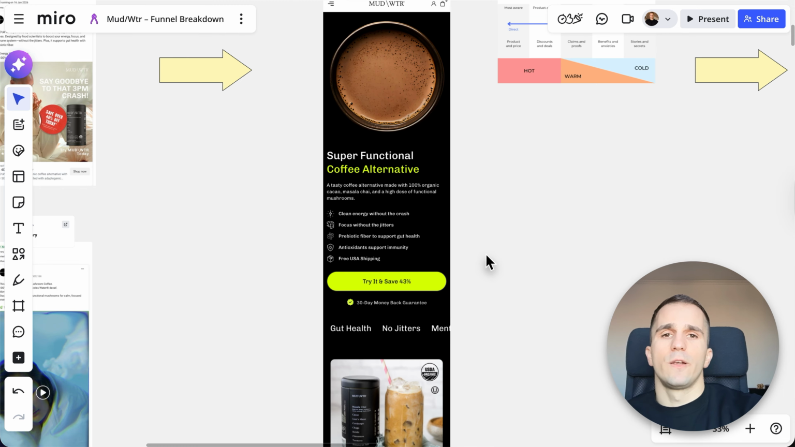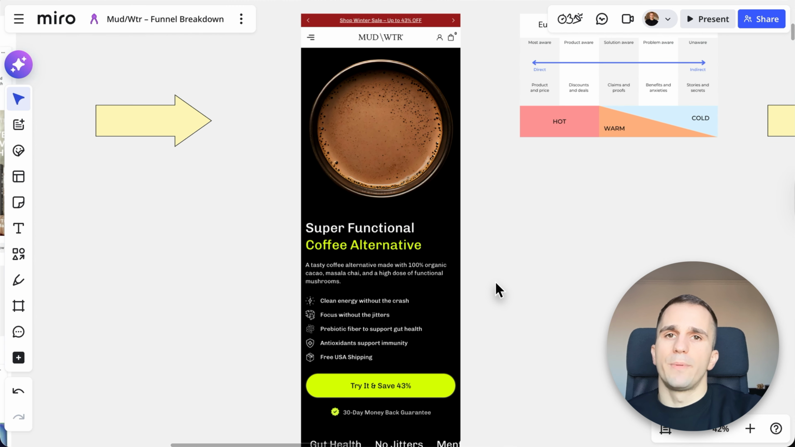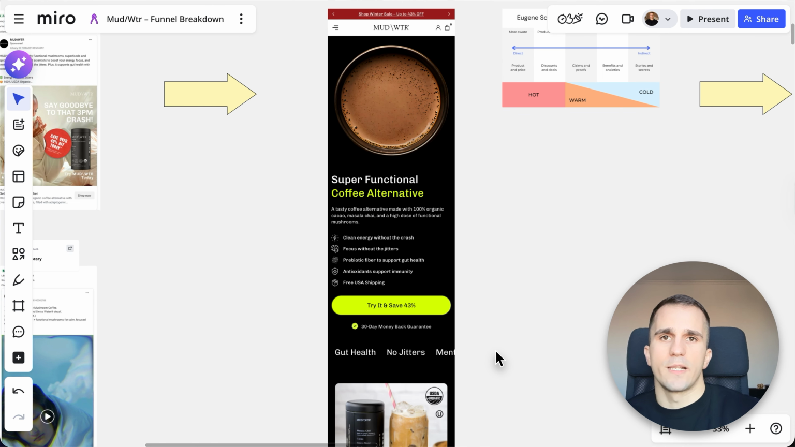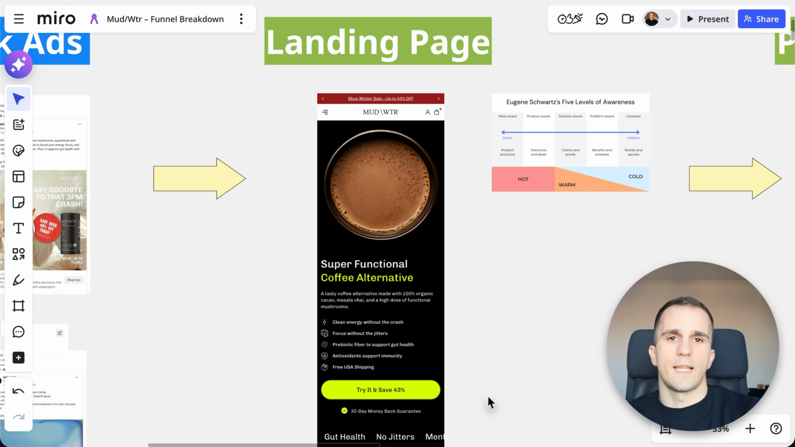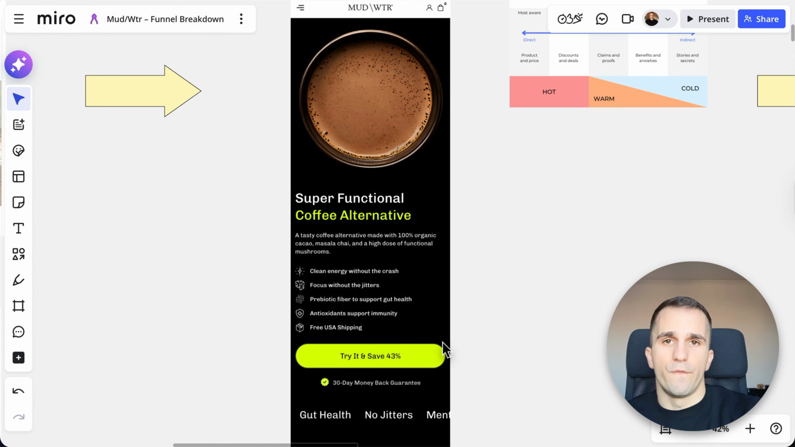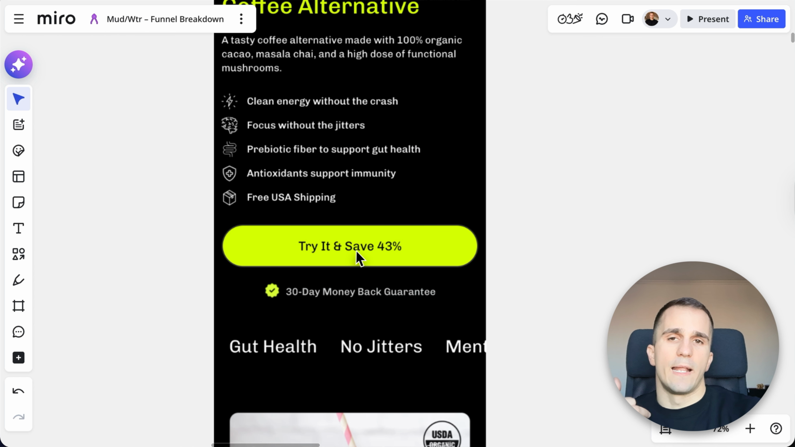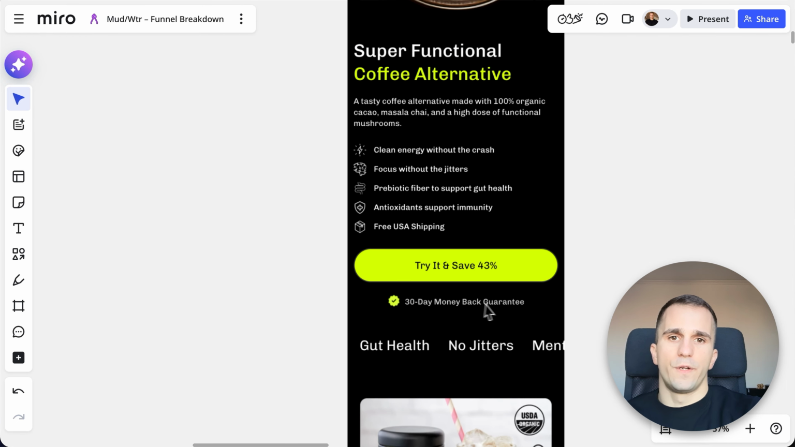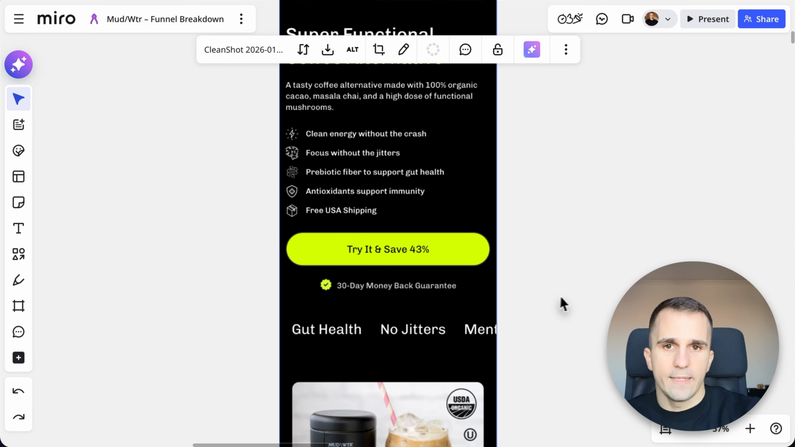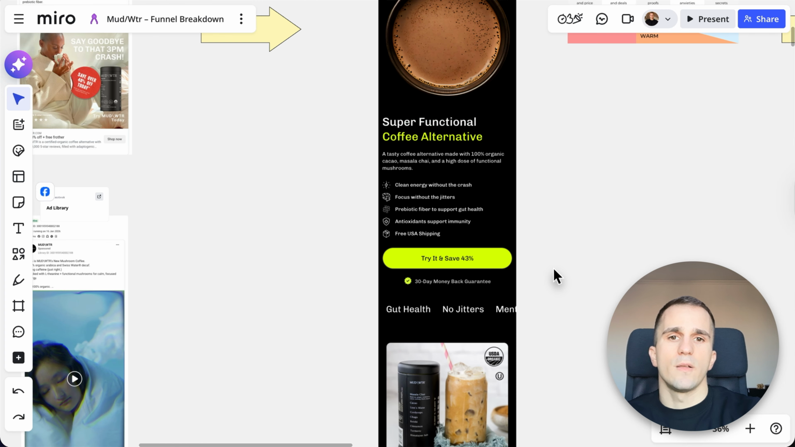One thing I would definitely do, and I'm really certain it will help them increase the conversion rate, is put some of the social proof in the above the fold section, something like how many people converted from coffee drinkers to, I don't know, their solution, right? So for that reason, I think social proof would work very well here instead of just having the benefits and the offer right now, which is try it and save 43%. Also, you can see they have the offer that they communicated in their ad as well. You have a 30-day money back guarantee and all that stuff.